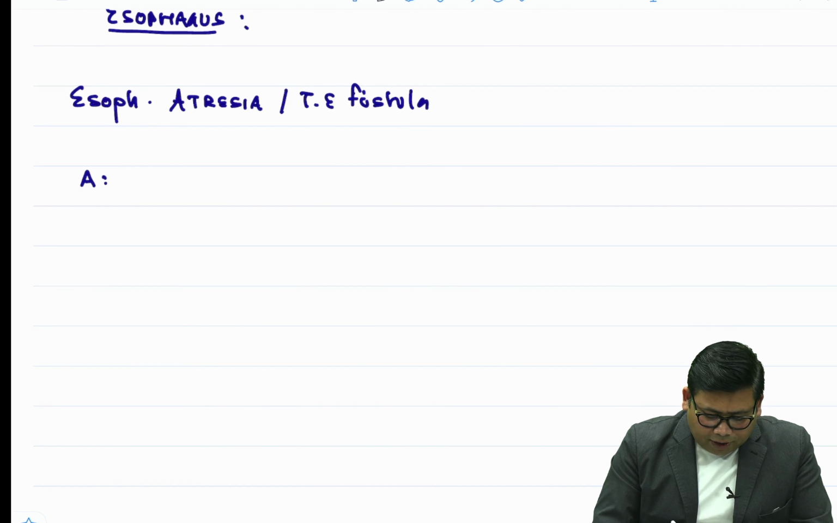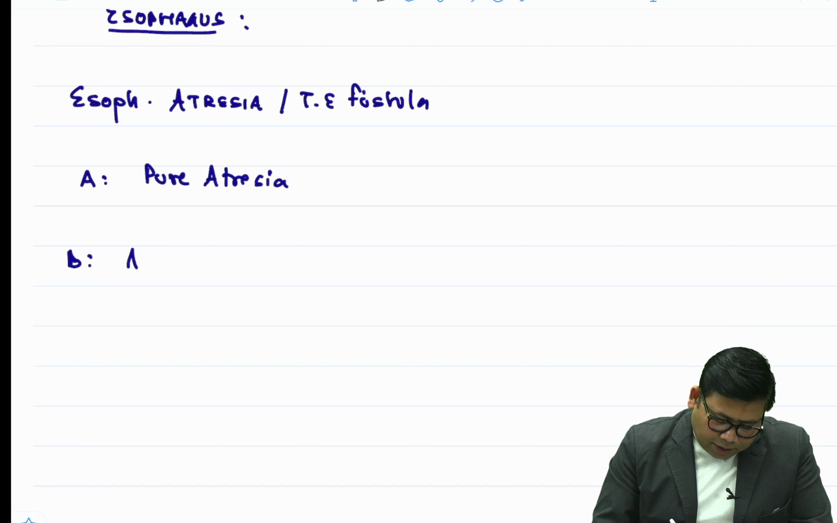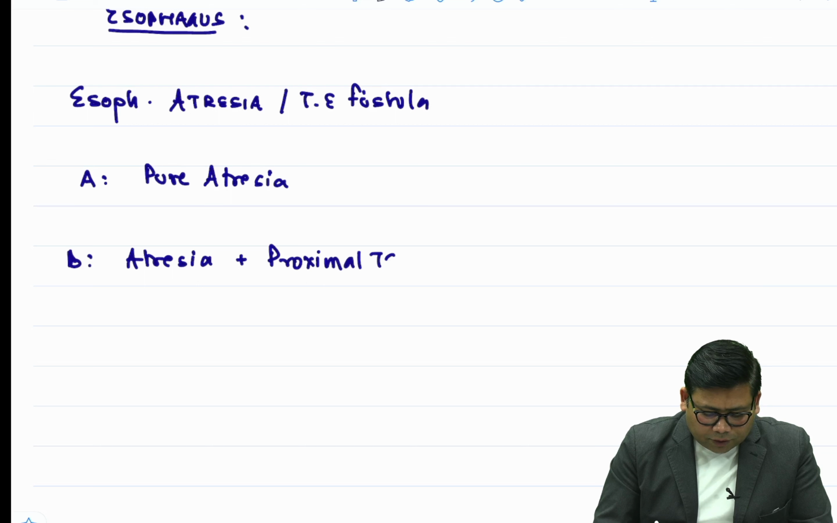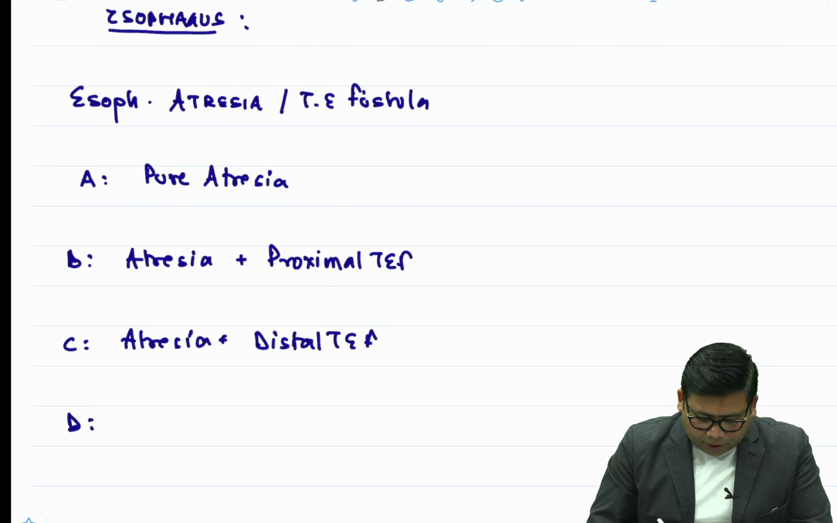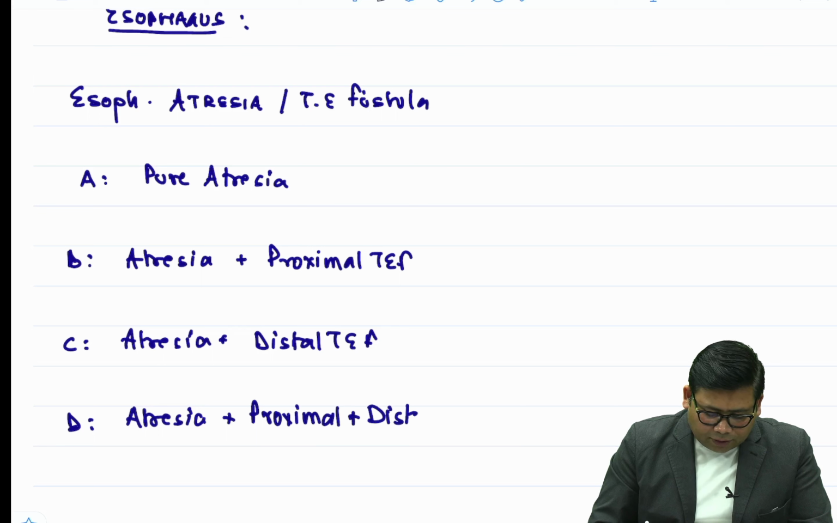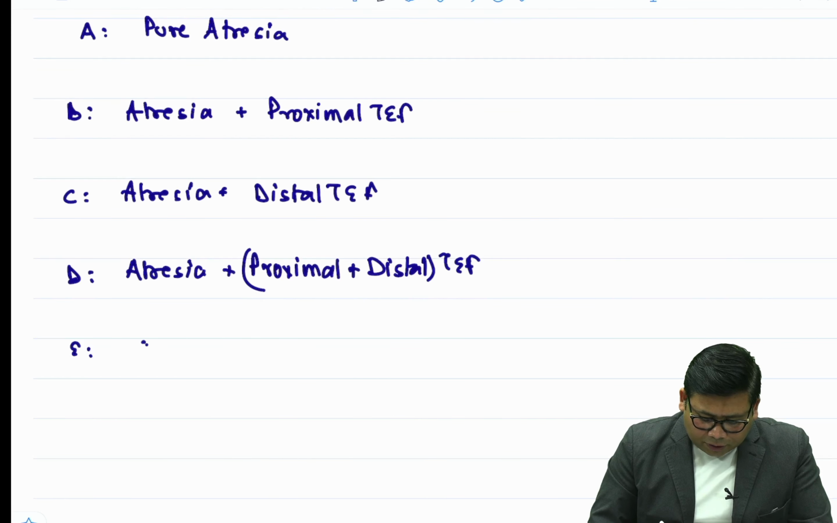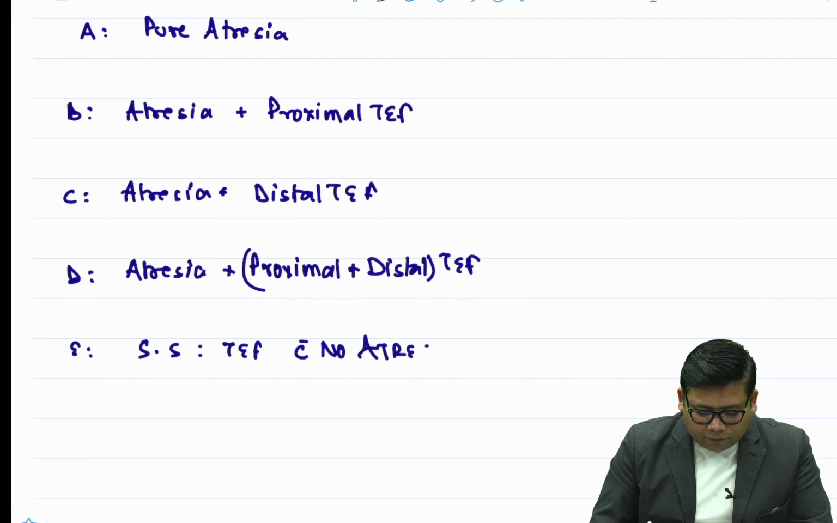We have A, this is pure atresia. We have type B, that is atresia plus proximal tracheoesophageal fistula. Type C, it is atresia plus distal TEF. Type D, it is atresia plus proximal plus distal TEF. This is again very complicated variety which is rarely seen. And type E is side to side tracheoesophageal fistula with no atresia. This is what is very simple.